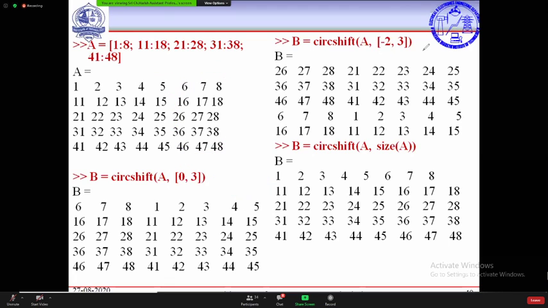If I give rows also, now tell me, if it is minus 2 comma 3, then what happens now? Clockwise becomes anticlockwise.